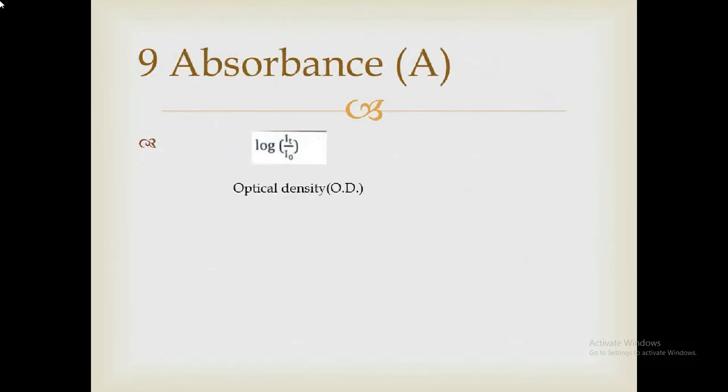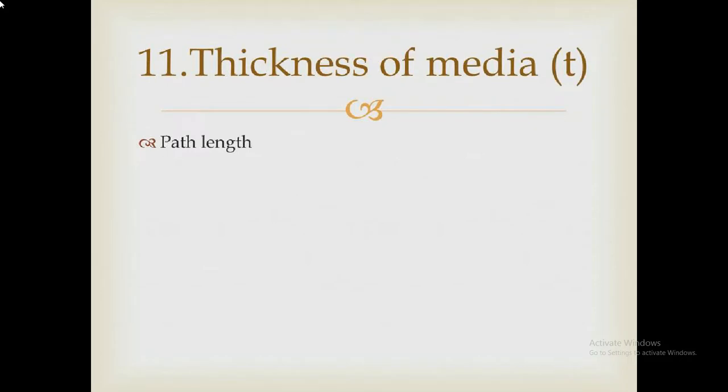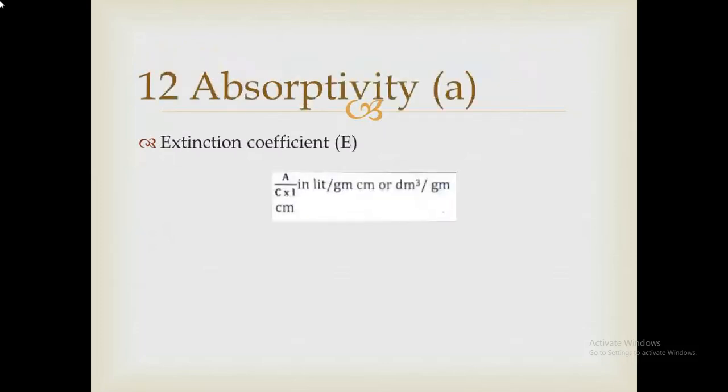Absorbance is denoted by capital A, and the formula is log I0 by IT. Another name for absorbance A is optical density, OD. Then comes the transmittance T. It is denoted by capital T, and the formula is IT by I naught, or in terms of P, the radiant power P upon P naught. Thickness of the media is also called path length. Absorptivity, another name for which is extinction coefficient, is denoted by epsilon. The formula is A upon C into L, and its unit is liter per gram centimeter or dm cube per gram centimeter.